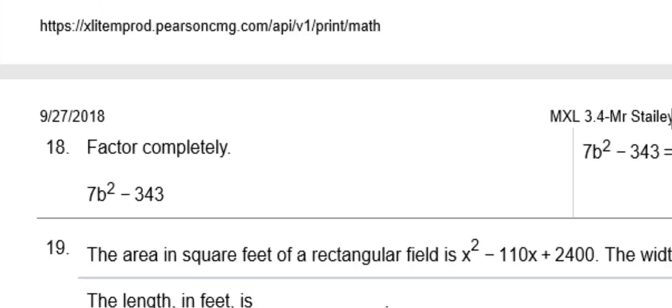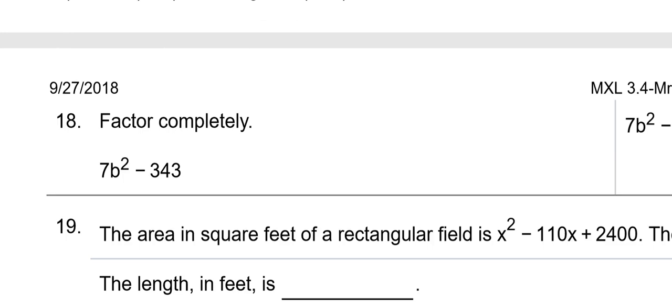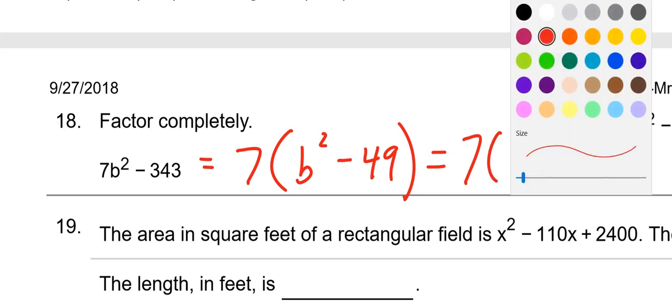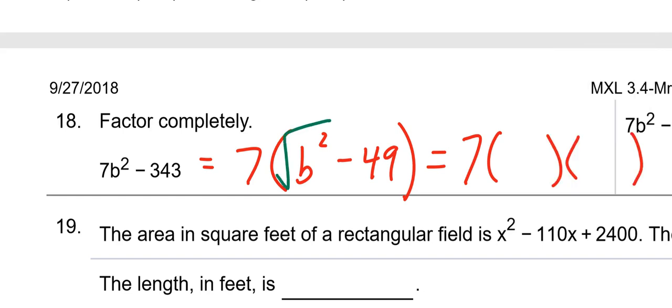Oh, it's got another 7. That's got a 7 in it you can pull out. That leaves me with b squared minus 49. Oh, there's a difference of perfect squares. I can factor that even further. 7 times something. So, like we said before, take the square root. So it'll be b and b, 7 and 7. One's a plus, one's a minus.